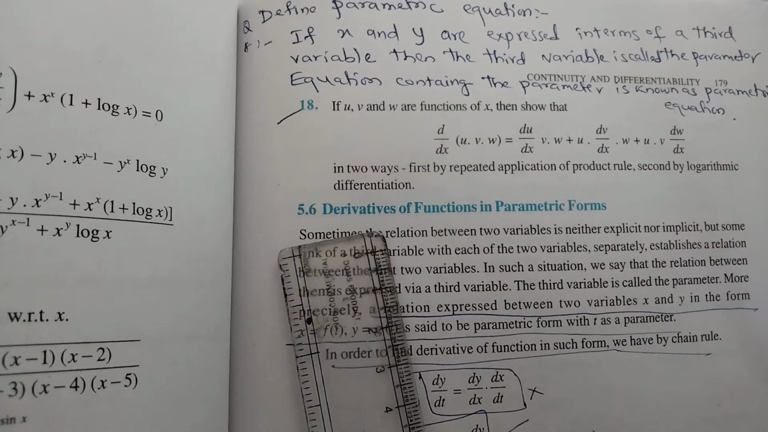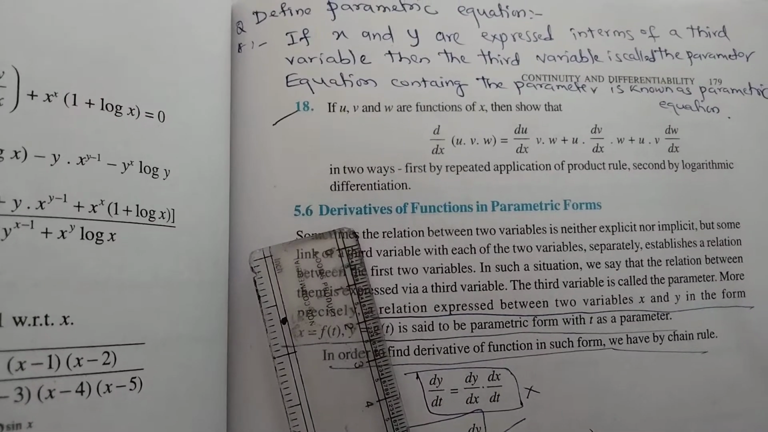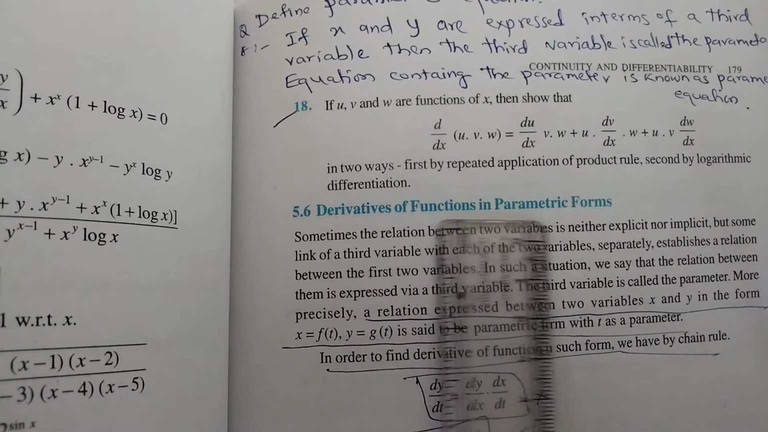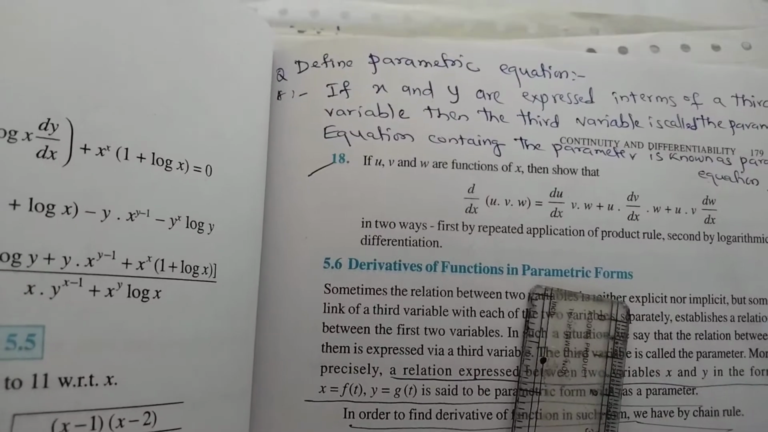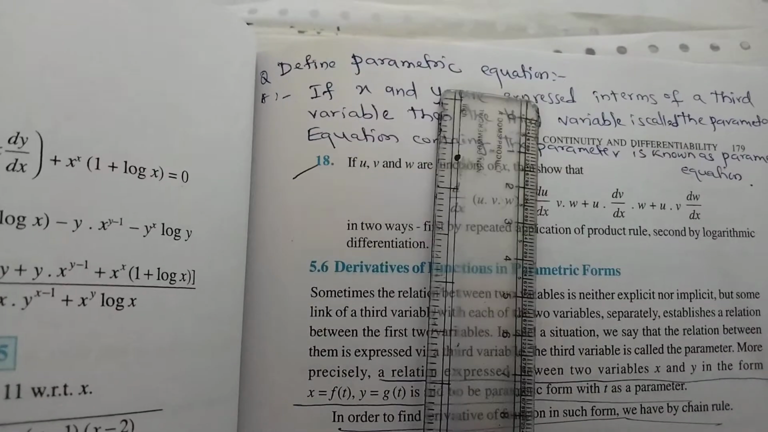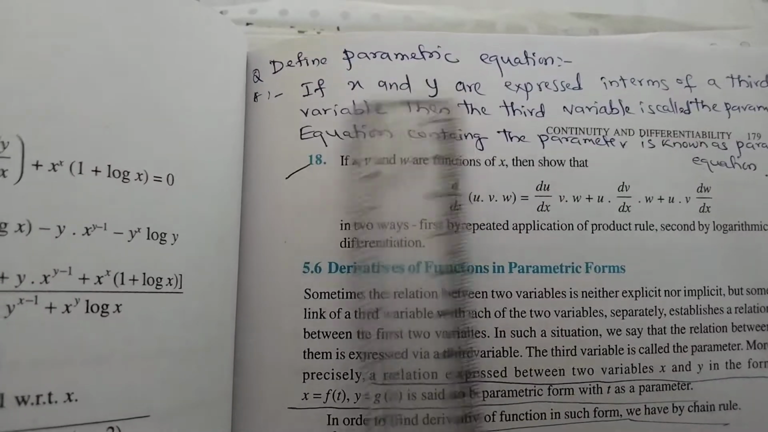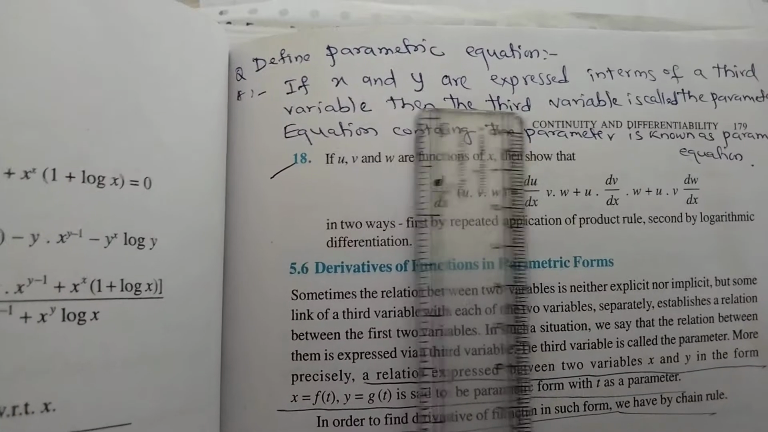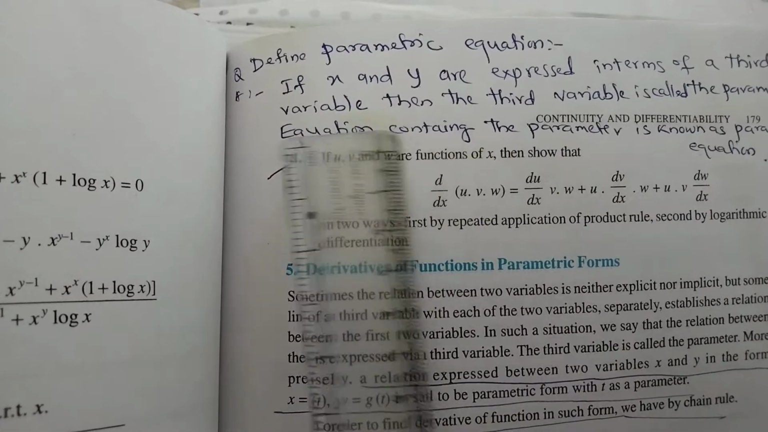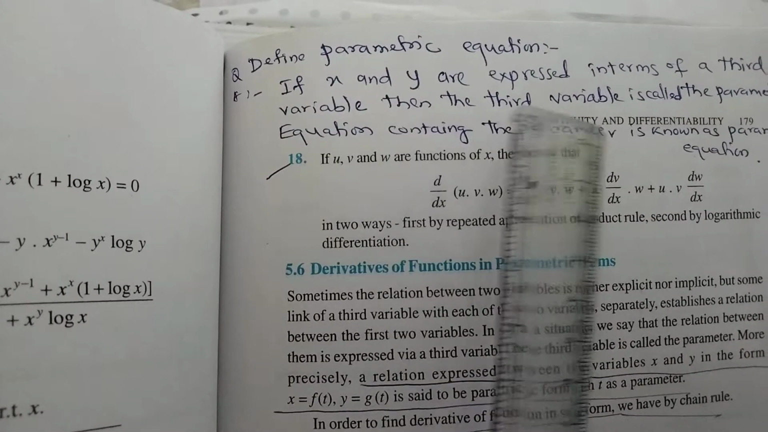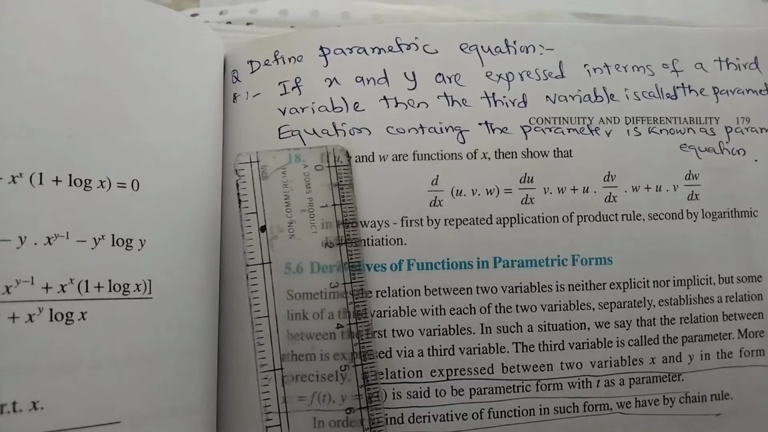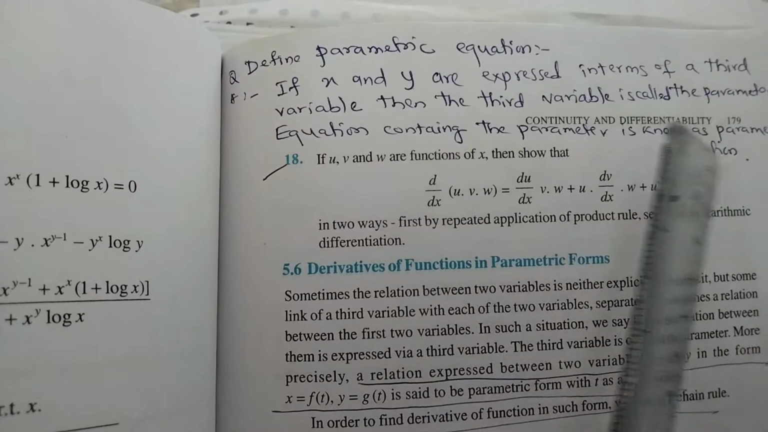Hello students, today we shall study derivatives of functions in parametric form. So what are parametric equations? Define parametric equation: if x and y are expressed in a third variable, then the third variable is called a parameter. An equation containing a parameter is known as a parametric equation.